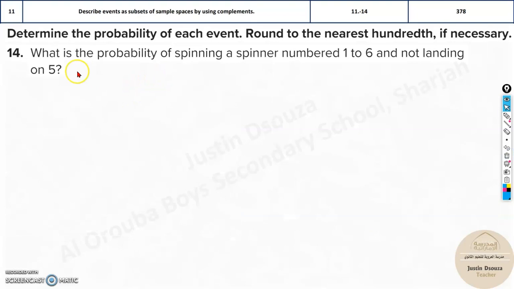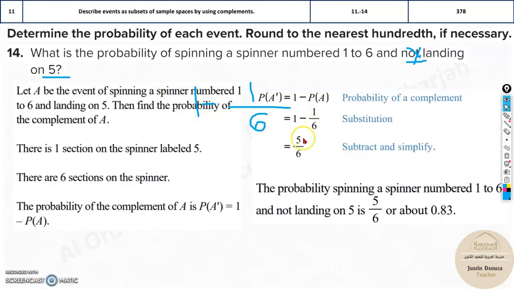There is one more problem. What is the probability of spinning a spinner numbered 1 to 6 and not landing on 5? Pause the video and do it by yourself now. I hope you have paused and tried it at least. Let's see. Don't think of the not first. Let's see landing on 5. 5 is one possibility. There are total 1 to 6 possibilities. So 1 minus 1 by 6 is the answer. 1 minus 1 by 6 is 5 by 6. That is 0.83. You need to round off to 2 decimal points.